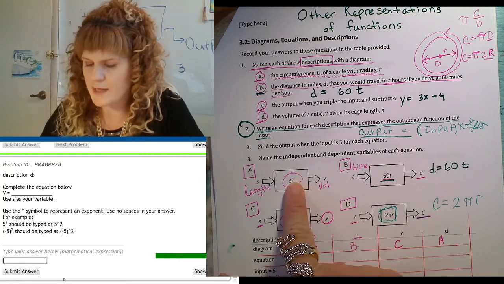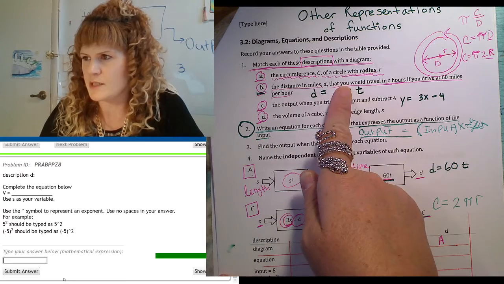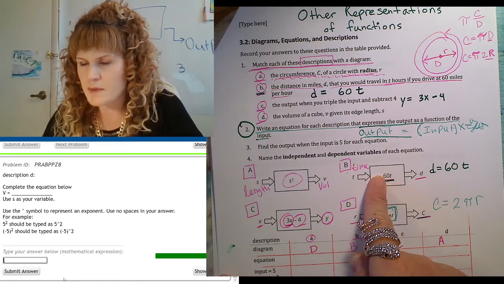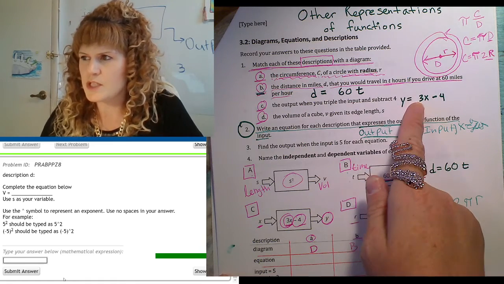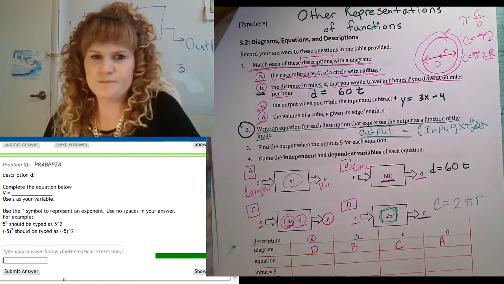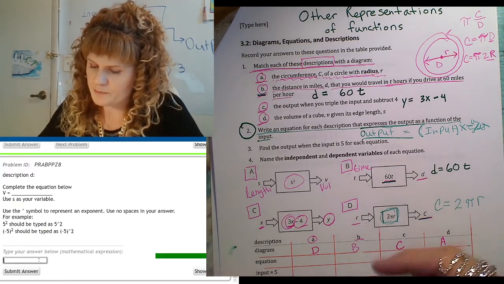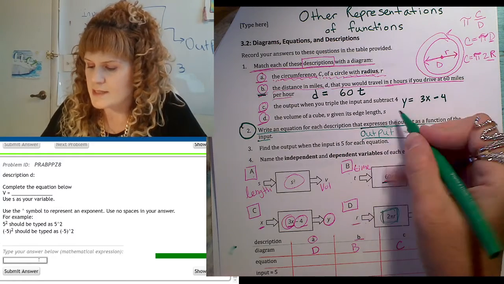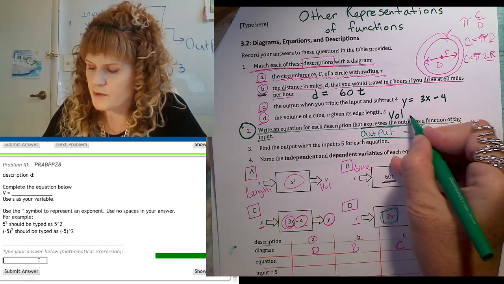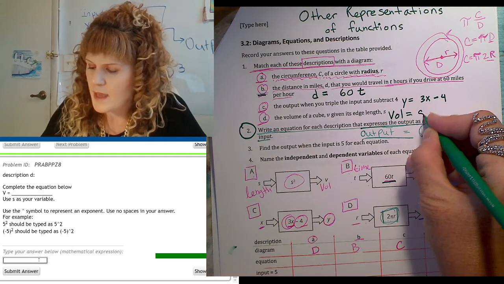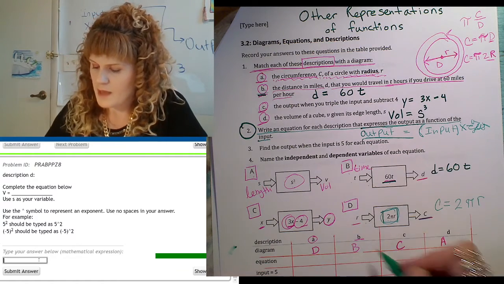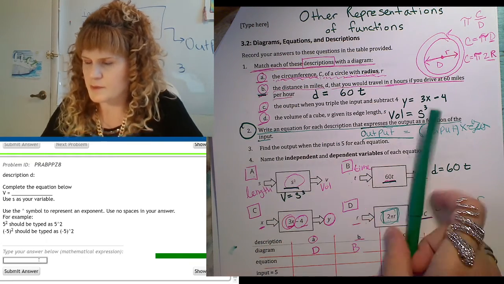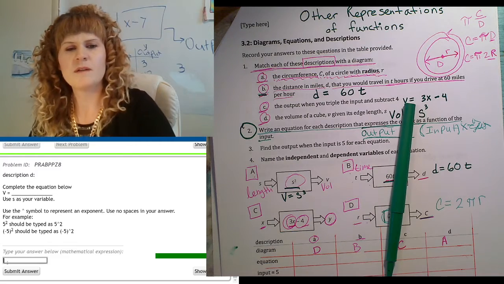All we're doing is relating the diagrams to equations. Now you see that you can use an input-output diagram, or you can use an equation to represent a function. Let's do the last one, D. The volume of a cube given edge length S. So V, volume, or V equals S cubed. And that's even right here to help you. V equals S cubed. Type in your expression.